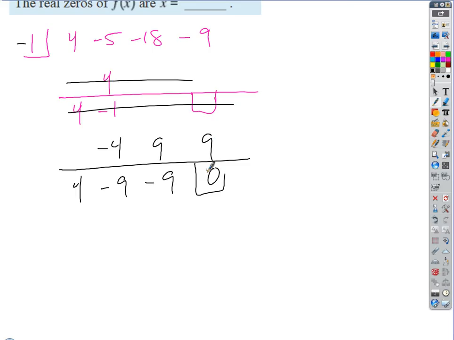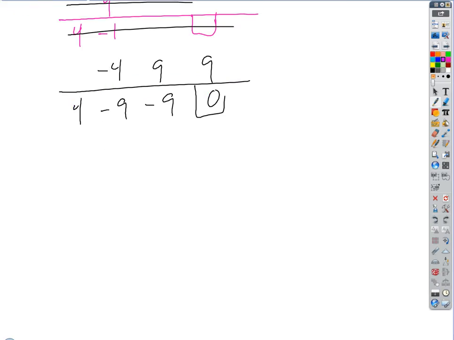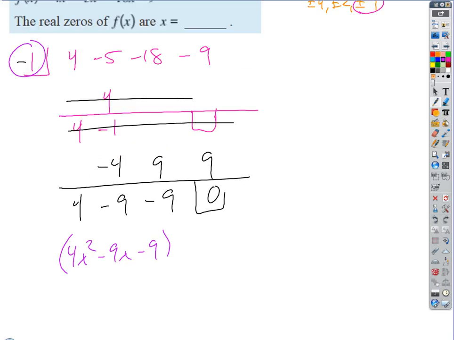Okay, so we found one. We know that negative 1 worked. There's the 0. Now we're done, right? From here on out, what does this leave us with? This leaves us with the smaller equation. What does this correspond to? 4x squared minus 9x minus 9. And then we already had this one out front, x minus negative 1. There's the other factor, if we want to write it, right? But we already have that 0. Now we just have to find these.